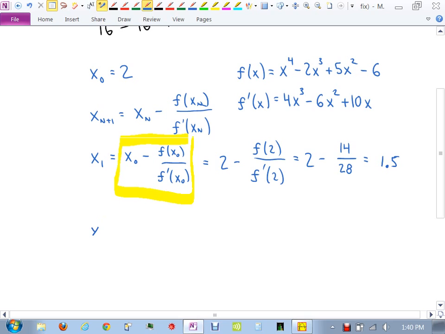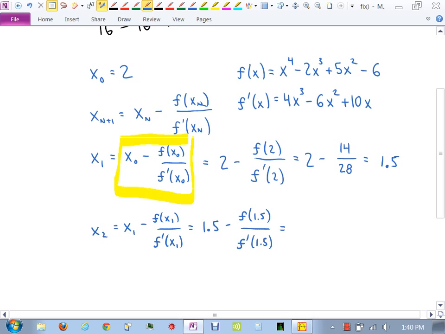Now, what's x sub 2? It's x sub 1 minus f of x sub 1 over f prime x sub 1, which is 1.5 minus f of 1.5 over f prime of 1.5. This is just tedious now, right? But as far as difficulty level, would you agree it's not so bad? I mean, it's just plug and chug.